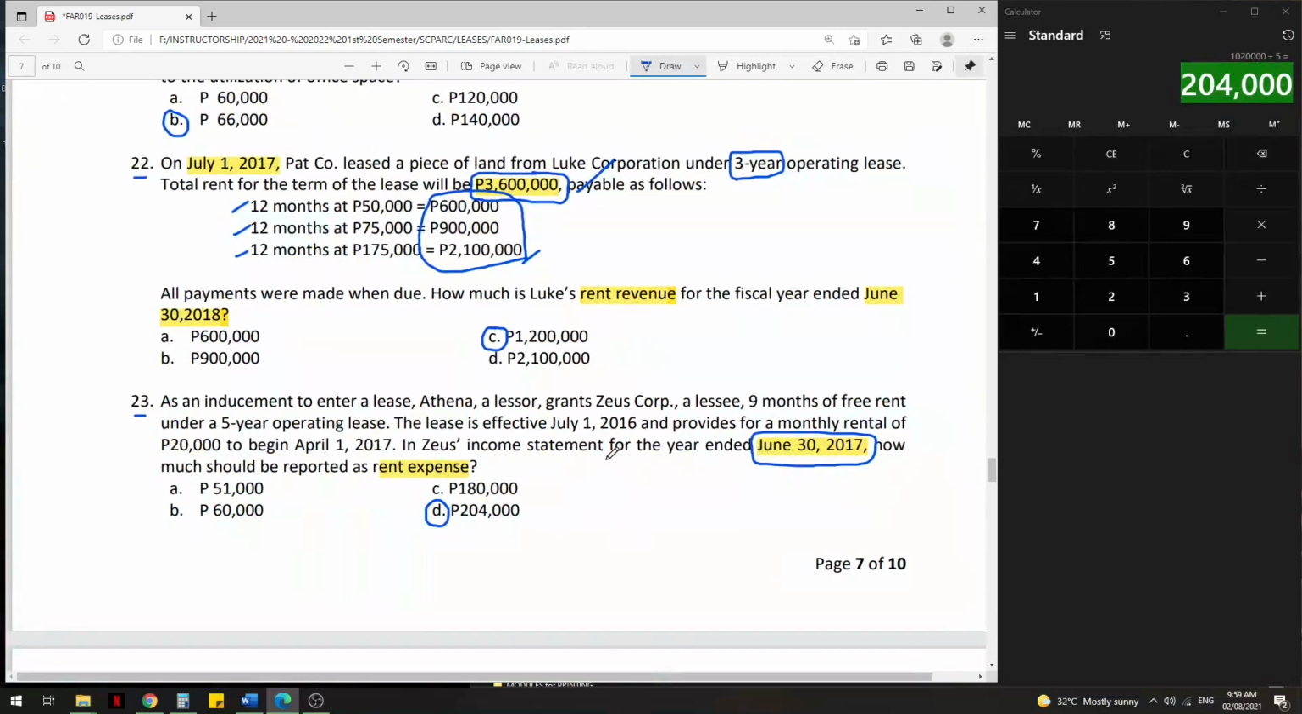Ano yun ulit? 51 months multiplied by 20,000. You will get 1,020,000 as the total rent expense for the 5 years. I-divide mo yan by 5 years, makukuha mo po ang answer natin, letter D. So I think that's enough for operating lease. We will be proceeding to finance lease next.